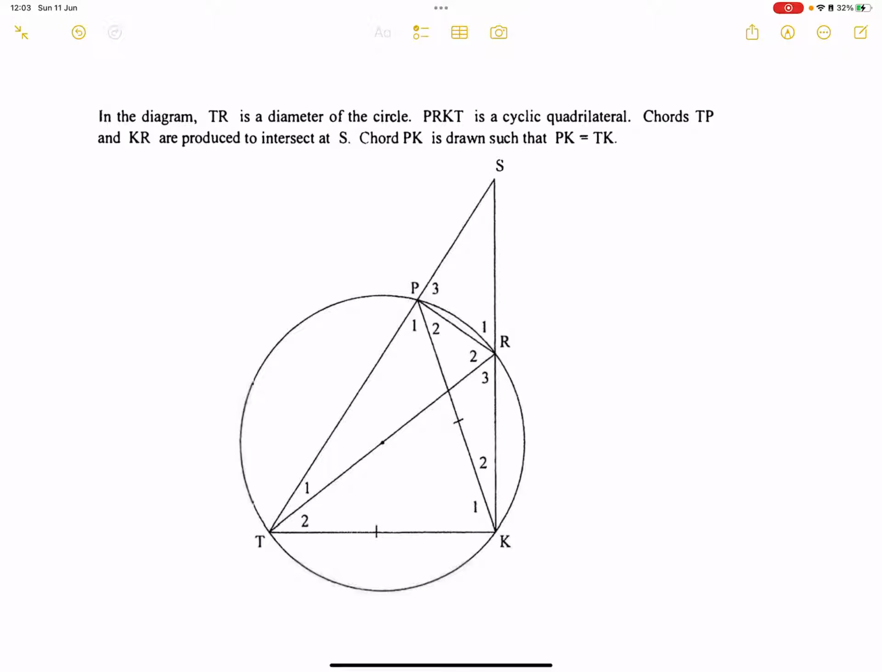All right, and this is from the May 2023 exam. Very interesting question this. Okay, let's get right into it.